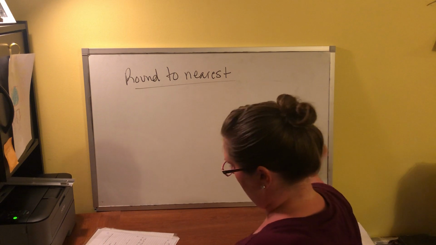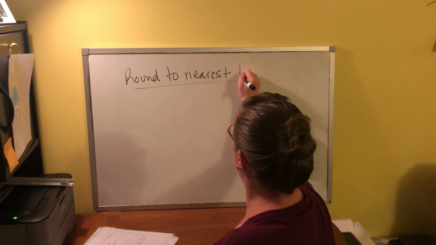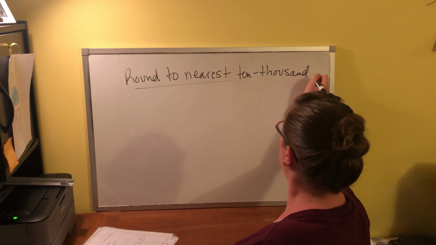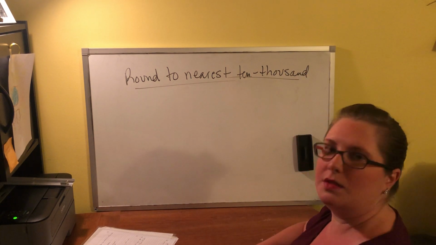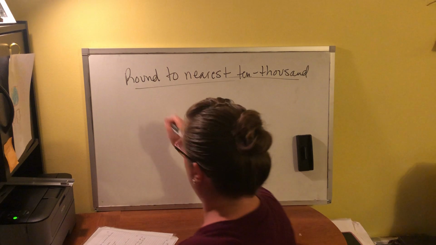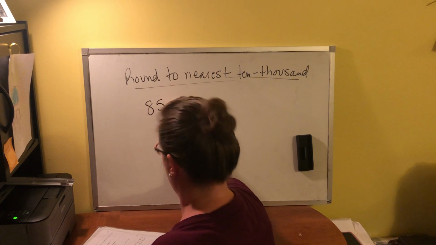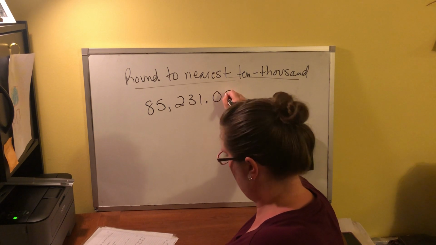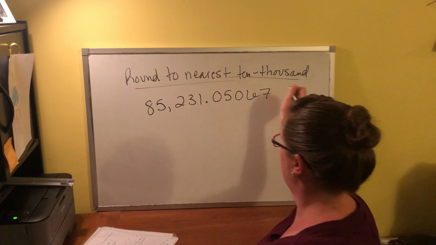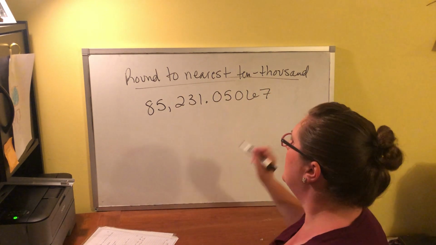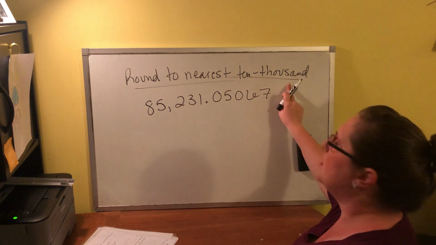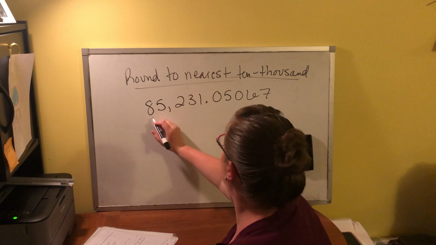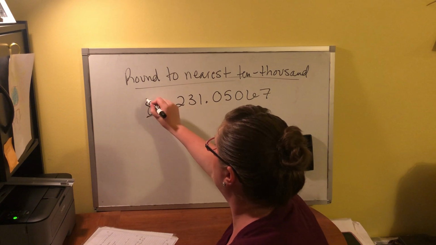So this time, let's look at 10,000. So let's go ahead and round to the nearest 10,000. And let's say they gave us 85,231.05067. Okay, so nice large number. So the first thing we're going to do is 10,000's place. Doesn't end in a THS, so it's a whole number. So we're going to go ahead and look at the 8. The 8's in the 10,000's place.